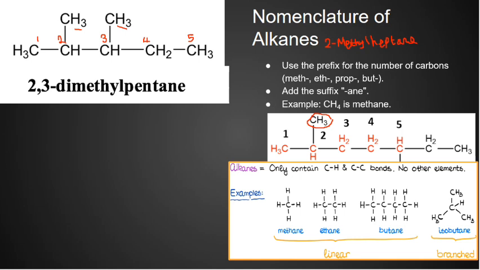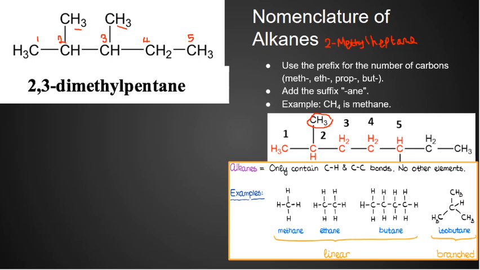So now you can say that we have 2, comma, 3, hyphen. Because the methyl is 2, that's why we are using di, telling us that we have 2 methyl groups attached, dimethyl. Then the longest chain now, 1, 2, 3, 4, 5. And when we have 5 carbon, that's pentane. So that's why 2,3-dimethylpentane.